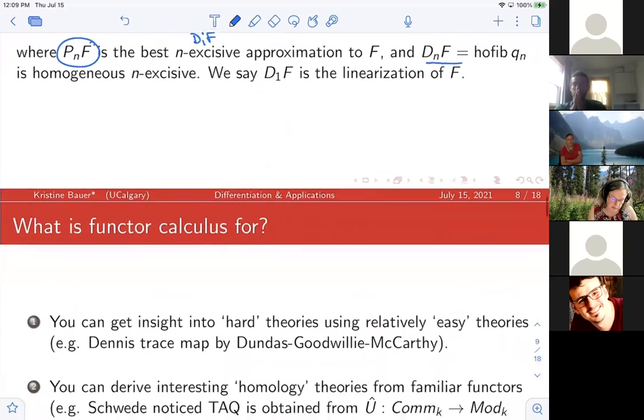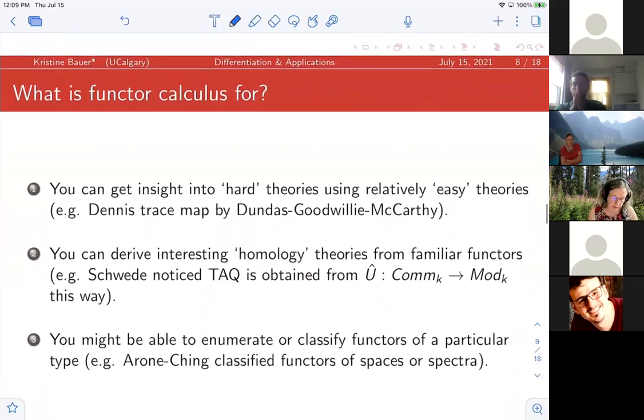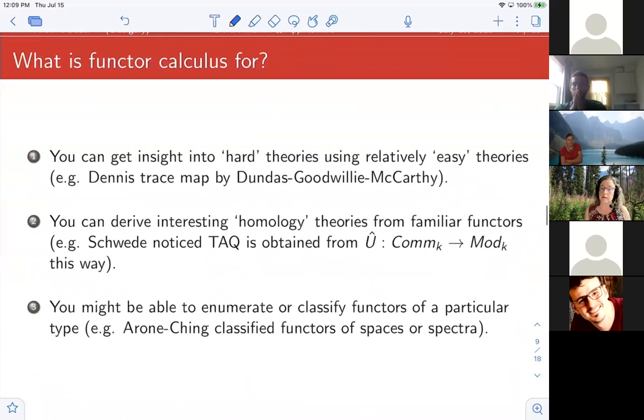Well, just like differentiation is very fundamental, in homotopy theory, functor calculus has become very fundamental. So you can use functor calculus for a variety of different things. So in particular, you get insight into hard theories by looking at relatively easy theories. So if you have a functor like K-theory that's very difficult to compute, you might be able to compute the layers Dn, or maybe even the polynomial approximations Pn, as was done by Dundas, Goodwillie, and McCarthy. In fact, this is one way of formulating what the Dundas-Goodwillie-McCarthy trace map is.